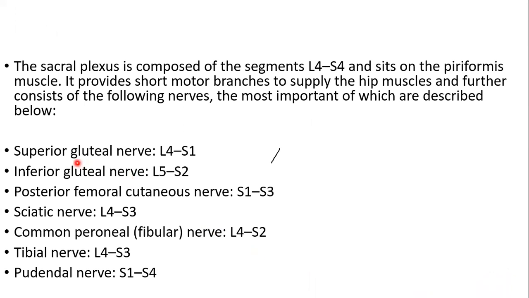We'll look at the superior gluteal nerve, L4 to S1. We'll look at the inferior gluteal nerve, L5 to S2. We will look at the posterior femoral cutaneous nerve, S1 to S3. We will look at the sciatic nerve, L4 to S3. And we will look at the pudendal nerve, okay? The sciatic nerve is made up of these two nerves, the common fibular nerve, L4 to S2, and the tibial nerve, which is L4 to S3. These two form one nerve, and that nerve is known as the sciatic nerve.